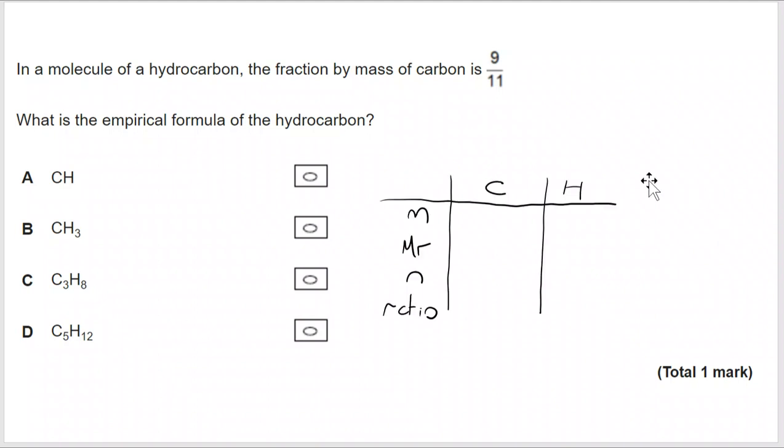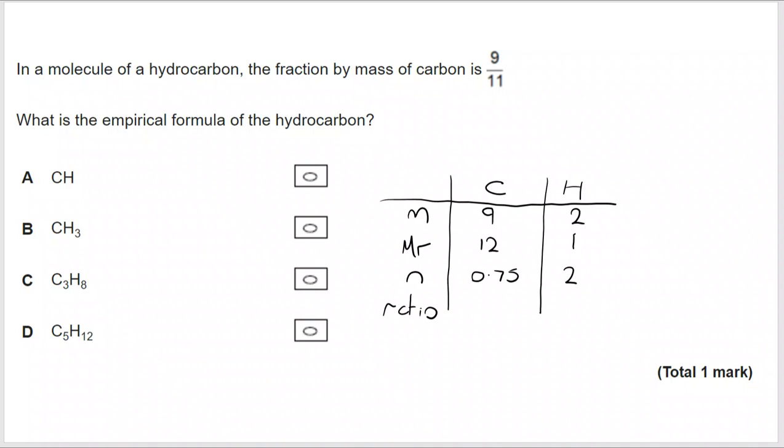We build our table, we have our elements at the top, we have M, technically we have AR, the atomic mass, we have N for moles, and we have ratio. And then I start to put the figures in. My 9 and my 2 come from my fraction by mass of carbon and hydrogen. My MRs come direct from the periodic table. If I then work out the N's, I get 0.75 C and I get 2 H's.